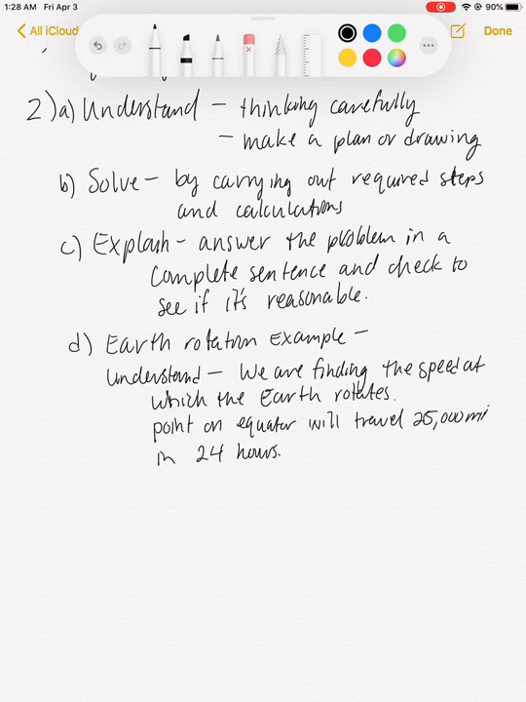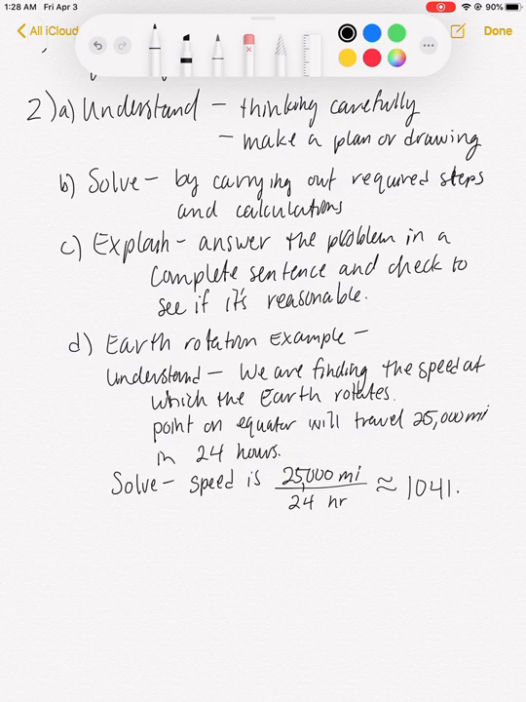Okay. So what we're going to do now is that we understand what we're going to do. We're going to solve it, carry out the steps. And so we know that the speed is 25,000 miles per 24 hours. And we're going to divide that, and when we divide 25,000 by 24 on our calculator, we get approximately equal to 1,041.67 miles per hour.